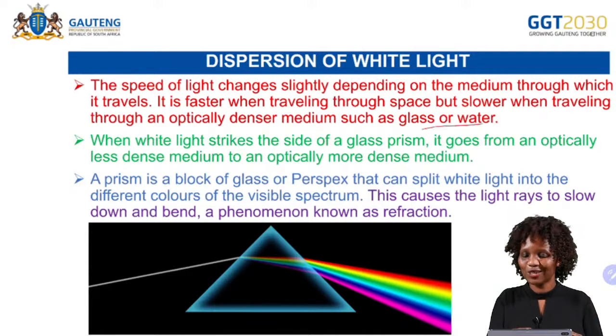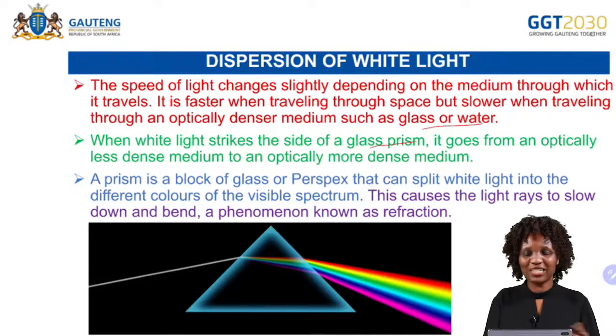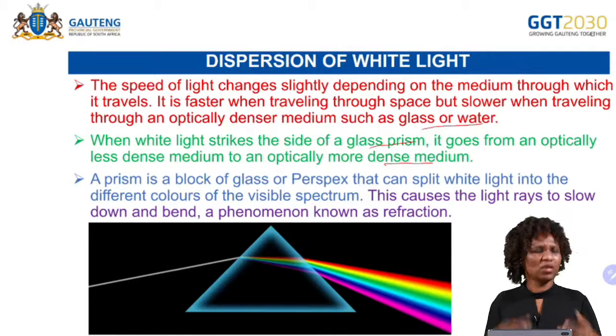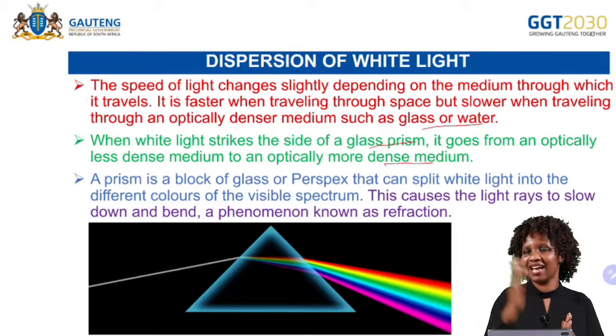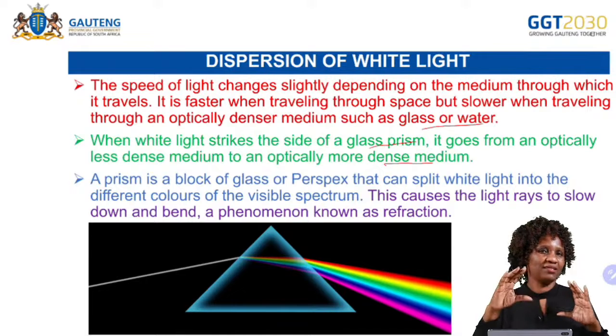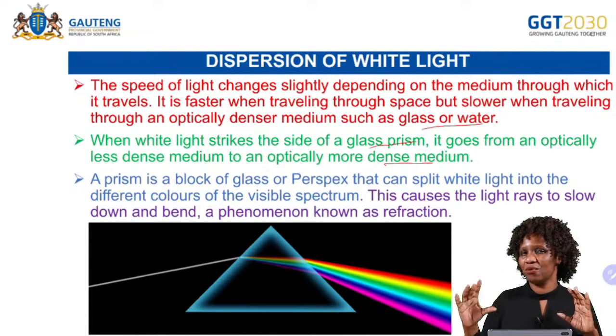as glass or water. When white light strikes the side of a glass prism, it goes from an optically less dense medium to an optically more dense medium. A prism is a block of glass or even perspex that can split white light. All right, what do we mean here? If we've got white light and then it strikes a glass prism, what's going to happen? It is going to split and produce what? And produce different colors of the rainbow.